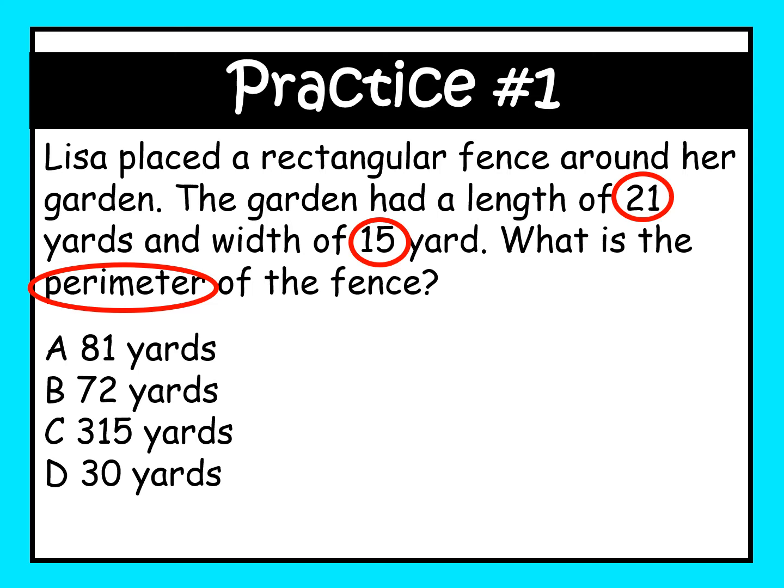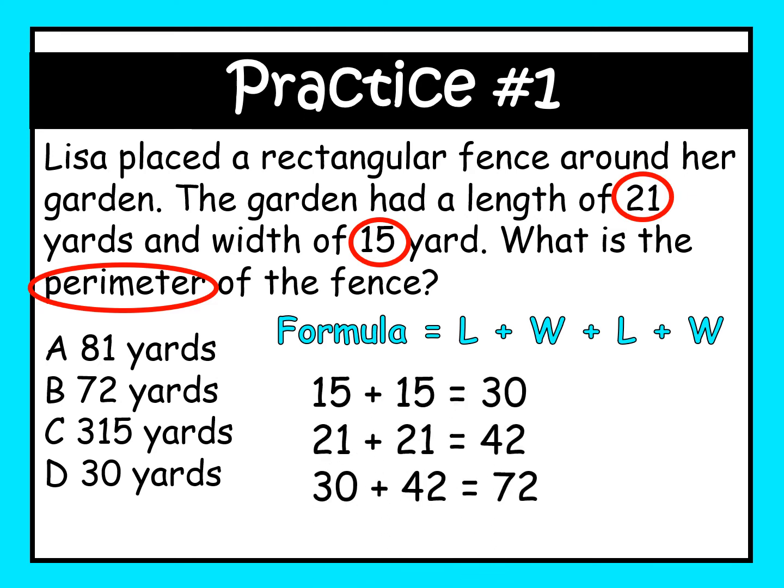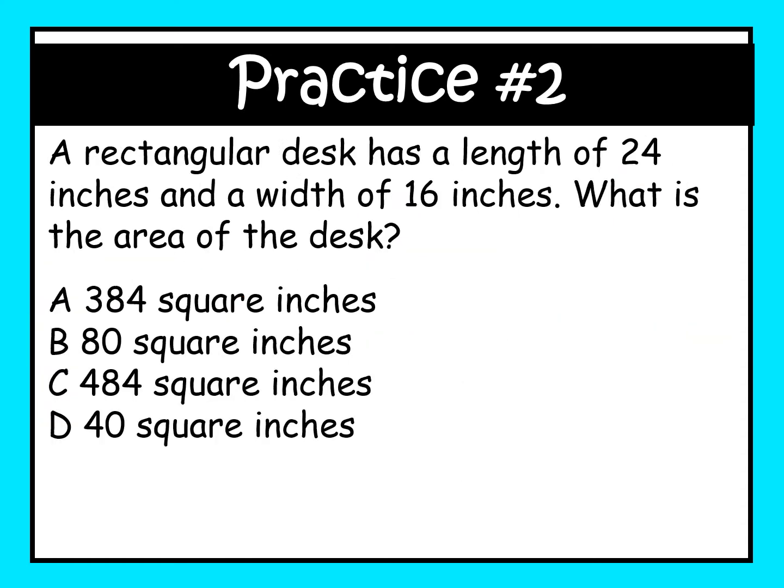Remember, perimeter is the distance around. My formula for perimeter is length plus width plus length plus width, so I'm going to have to add. What I'm going to do here is add up 2 sides at a time, and then put all those together. So 15 plus 15 is 30, 21 plus 21 is 42, and 30 plus 42 is 72. So my perimeter is 72 yards, B. Okay, let's go ahead and go to practice number 2.